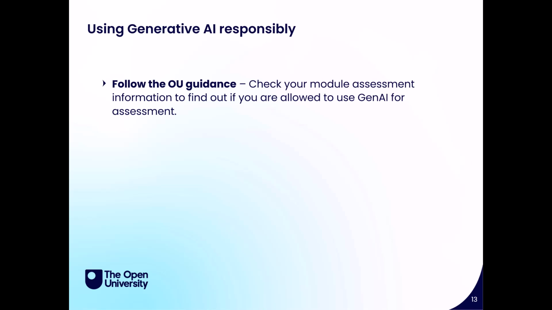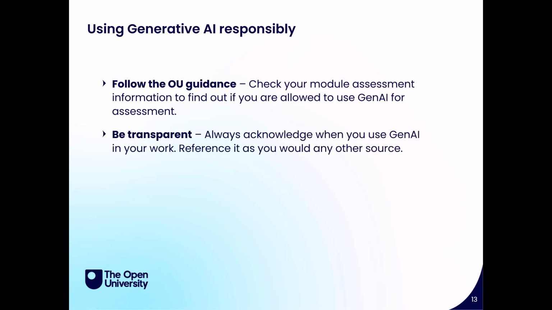Check your module assessment information for guidance specific to your module, and also the Open University AI guidance. Be transparent in your use of generative AI. Give credit to the source of any AI-generated content in your work by referencing it, as you would any other source. Also, be aware of what might be considered plagiarism. Do not copy and paste from AI tools and claim it as your own work.